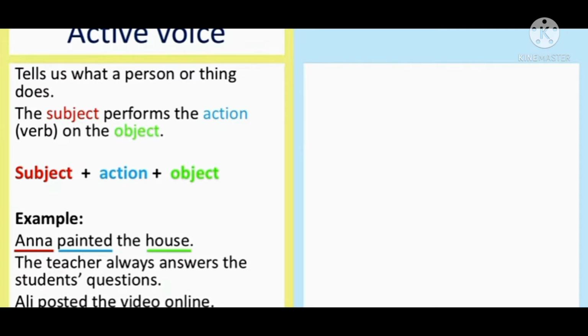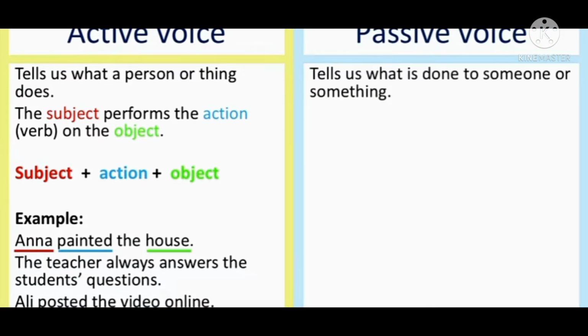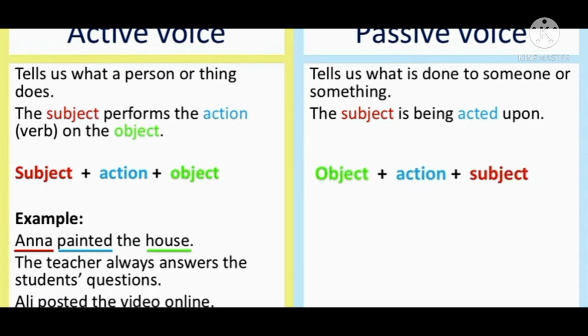Now let us see what is a passive voice. It tells us what is done to someone or something. The subject is being acted upon. So the format will be object plus action plus subject.